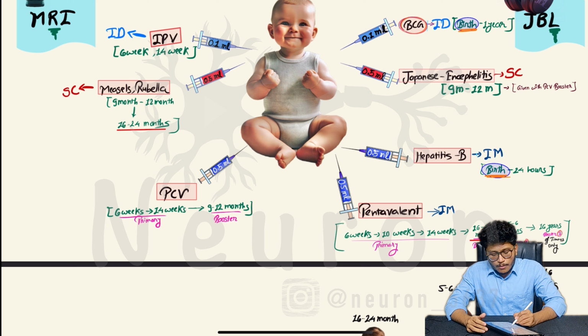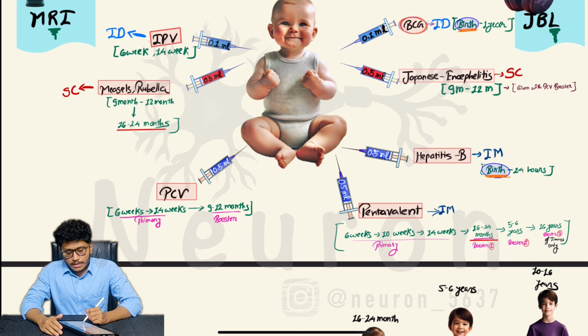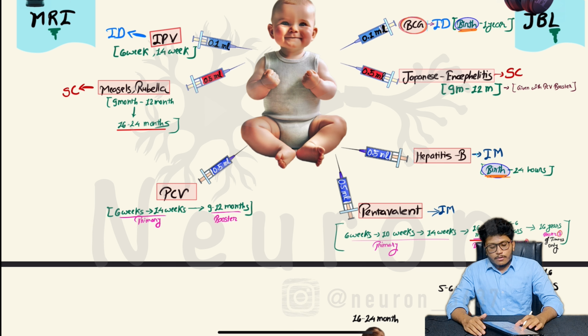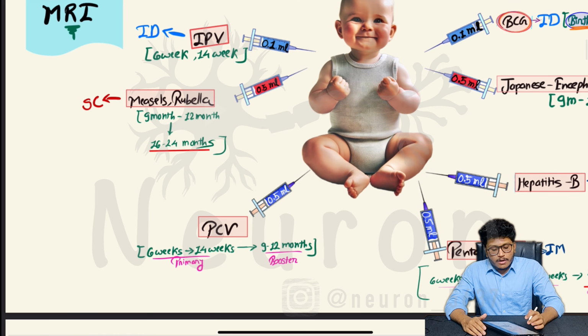Now let's move to the pentavalent vaccine. Pentavalent vaccine is given intramuscularly. The first dose of pentavalent vaccine is given at the age of 6 weeks. Second dose is given at 10 weeks. Third dose is given at 14 weeks. Now the first booster dose is given at 16 to 24 months. Second booster dose is given at 5 to 6 years and the third booster dose is given at the age of 16 years. Okay. Now let's move to the right leg.